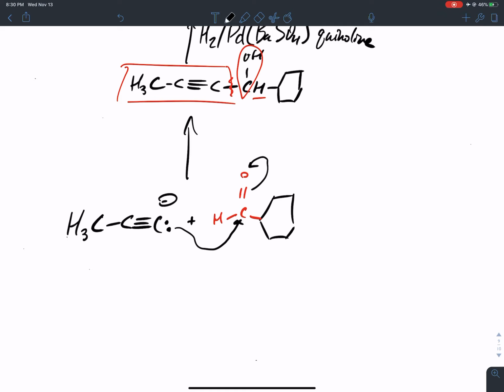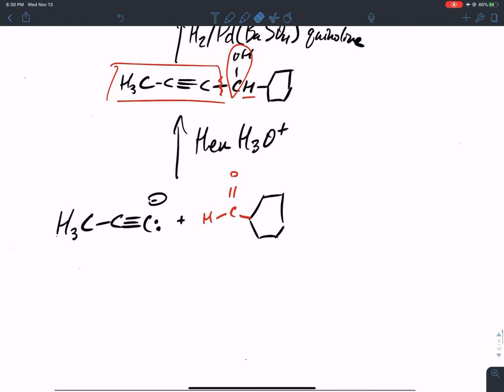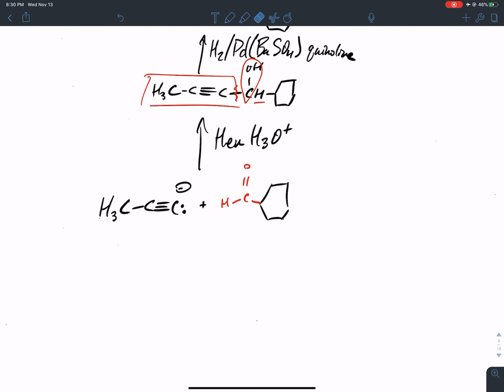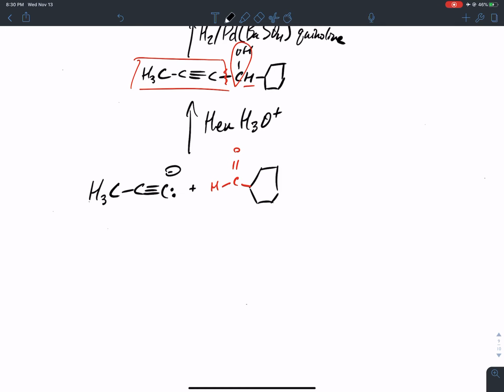Then H3O plus. Yep, I'm going to go ahead and erase these arrows. All right, we're set to go there, right? Let's go ahead and work the left side first.